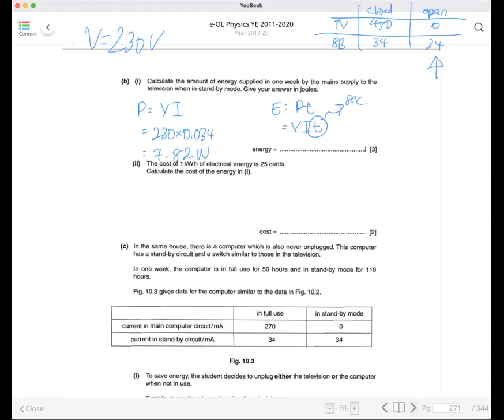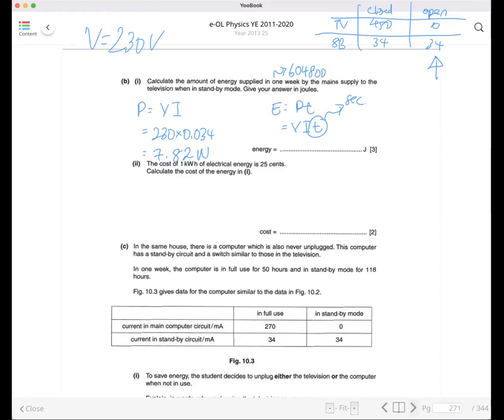Then you go and calculate in 1 week, there are how many seconds? Okay, 1 week, how many seconds? There are 604,800 seconds. Then you multiply these two values together, what do you get? You should get 42, sorry.